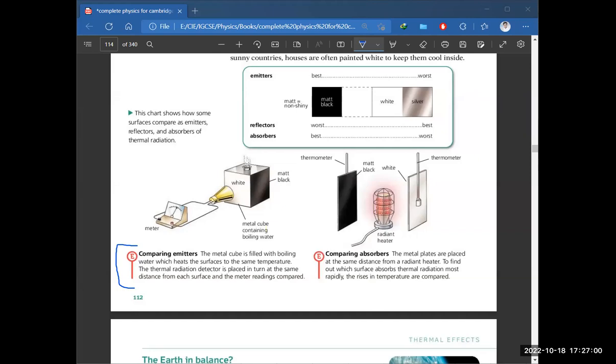The experiment we're doing is, just a second. We'll take a shape like this, a box like this. And all our job is to compare which sides of these has the best emitter. Okay, in the exam they'll ask you. So right over here, comparing emitter.